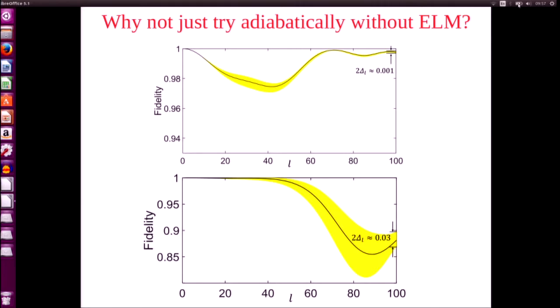And if we didn't use ELM, we have this. You have permission to laugh. This is 0.03. That's orders of magnitude worse.